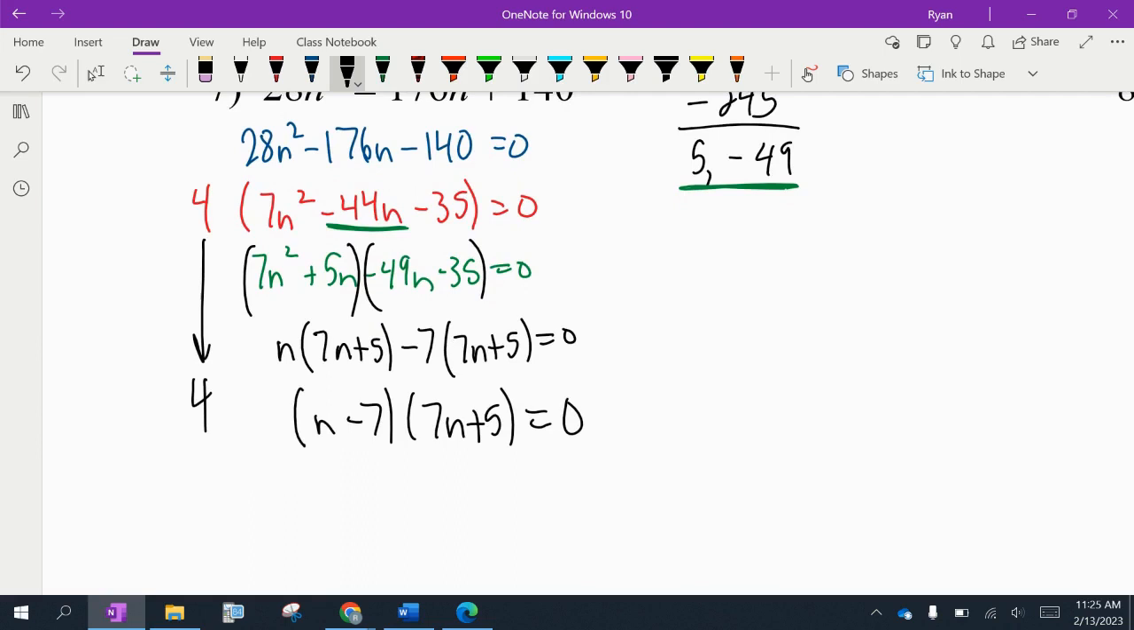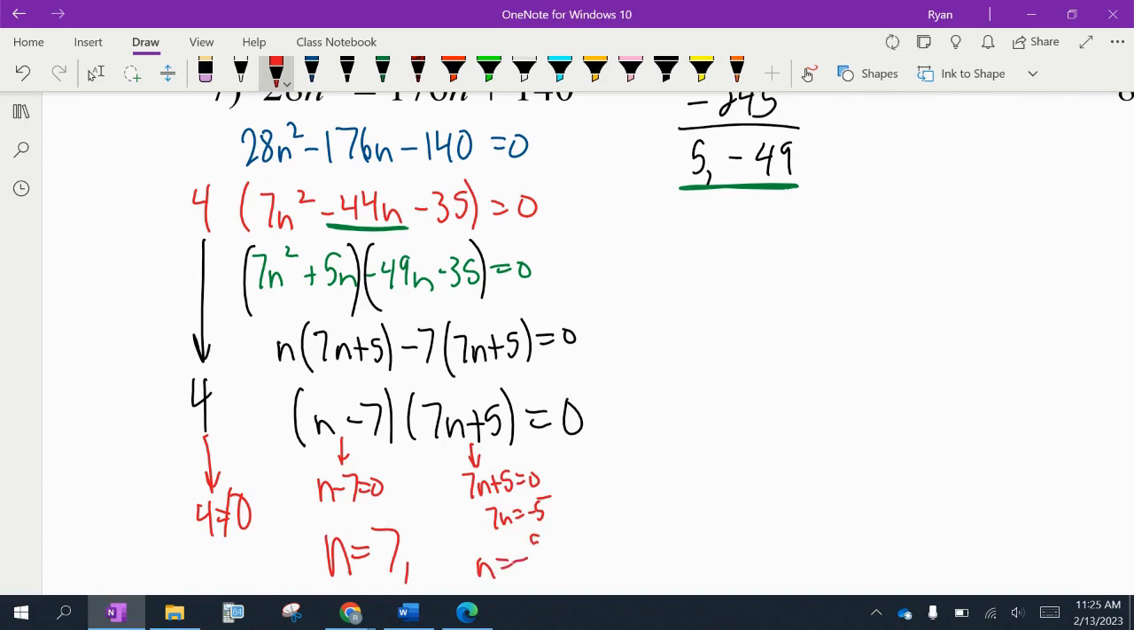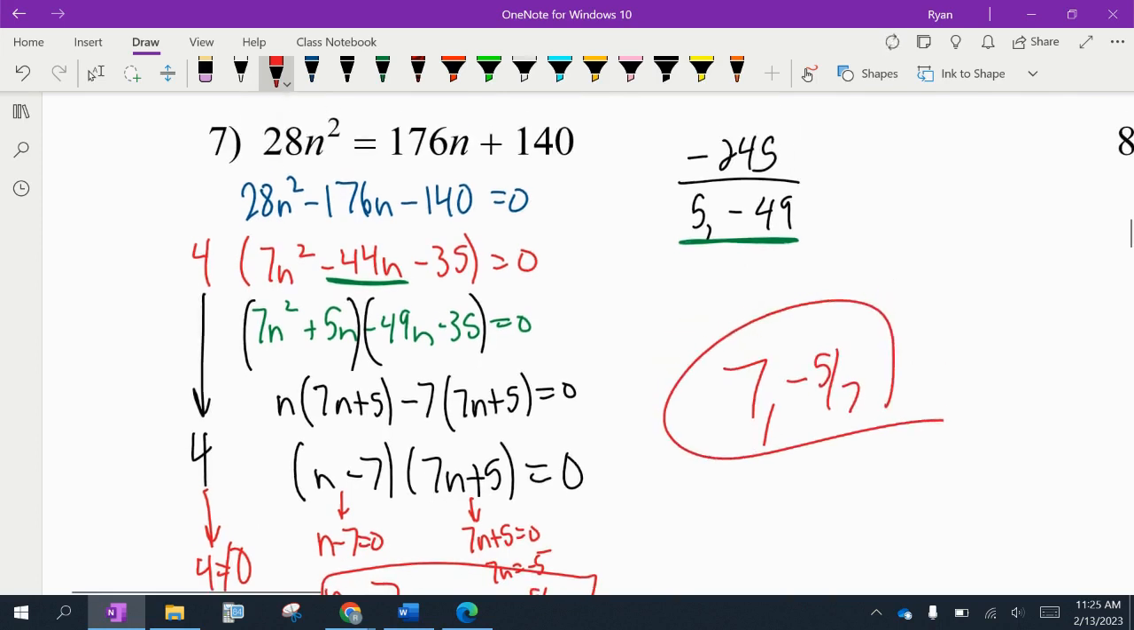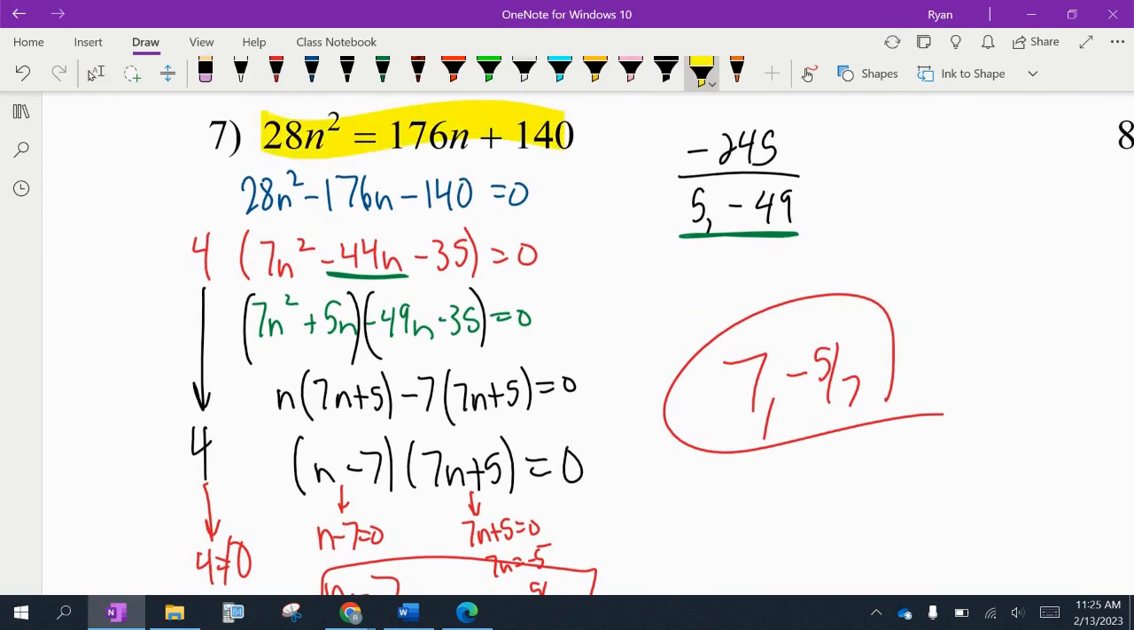And then there was this 4 at the beginning. This one is a dead end because 4 never equals 0. This one we set equal to 0 and solve it. n equals 7. Nice answer. And then the last one, 7n plus 5 equals 0. Subtract 5, divide by 7. So we get negative 5/7. So n equals 7 and negative 5/7. These are the solutions to that original problem.